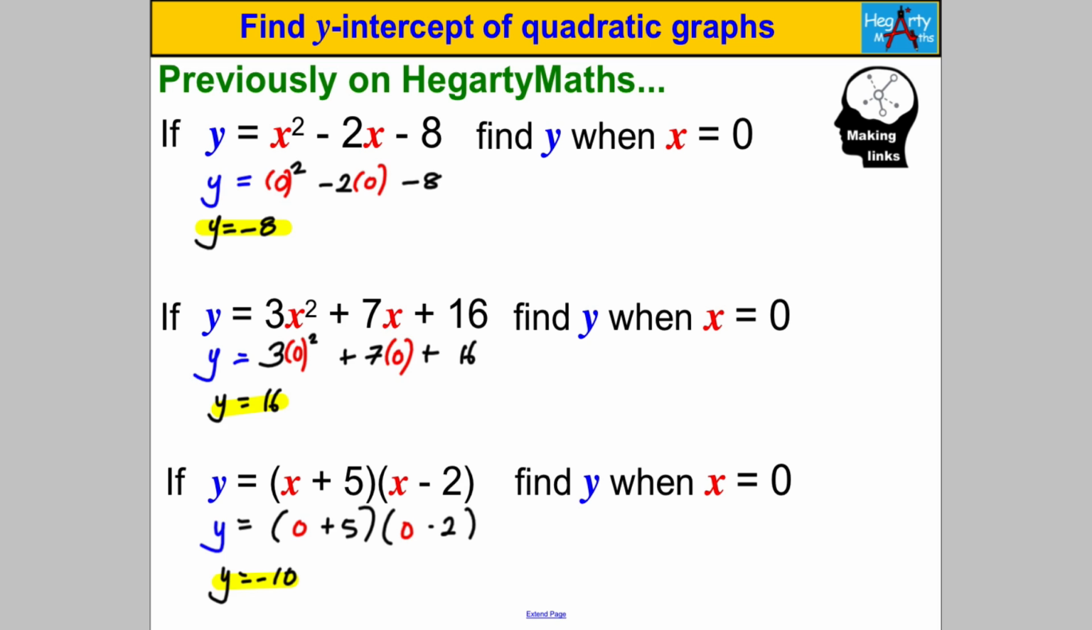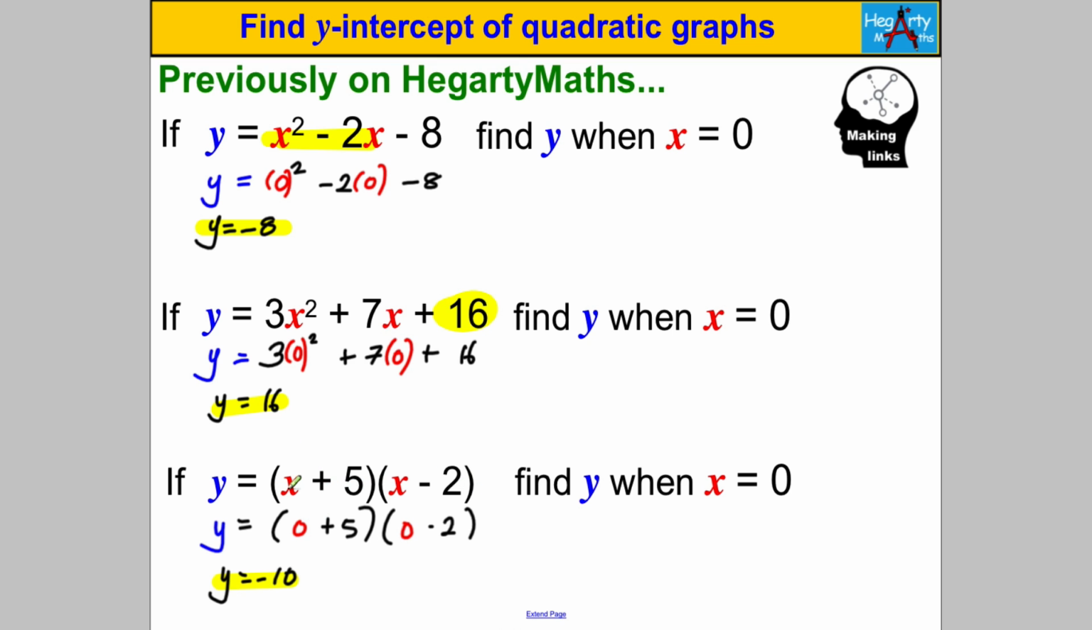Okay, hopefully you got in each of these cases y is negative 8, y is positive 16, and y is negative 10. I wonder if you can spot why I'm asking you that question, or how to do that question slightly easier than having to put the zeros in all the different places. Well, if you substitute in 0 here, 0 squared is 0, 2 times 0 is 0, these two contribute nothing to the overall answer, and you're just left with the negative 8. Again, similarly here, putting in 0 here and 0 here gets you 0 contribution from the first two terms, and you just get what's left over at the end, positive 16.